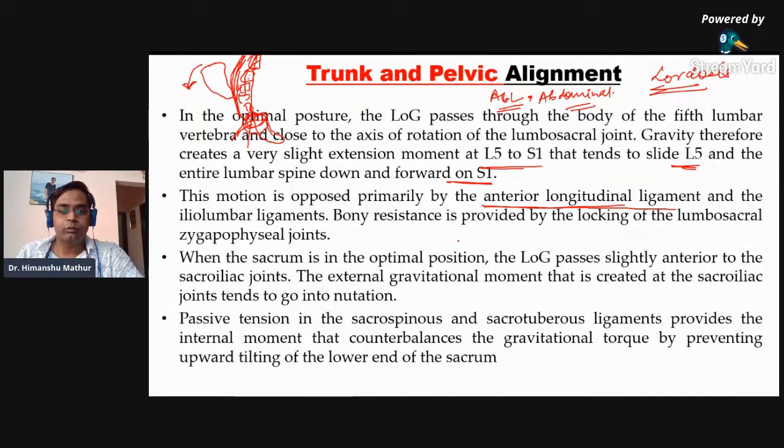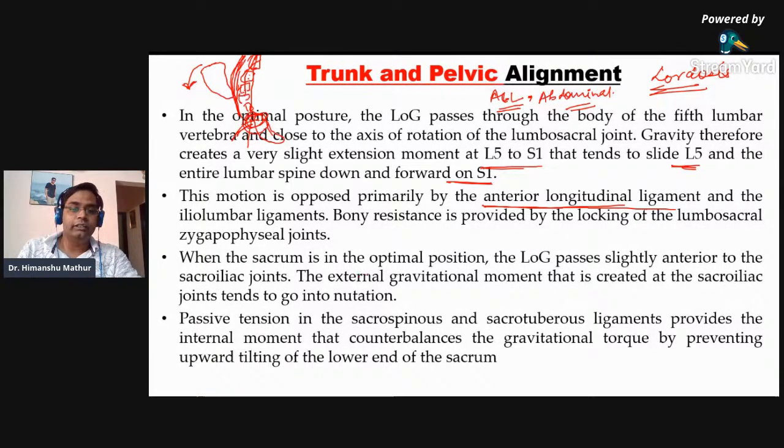Now, the bony resistance is provided by the locking of the lumbosacral zygapophyseal joint. I won't call it locking, but they are completely approximated, because if they have come into extension, they do not have any more space to move forward or to go more posterior, right? In that case, the more approximation of the zygapophyseal or facet joints causes this limitation of motion, or restriction of more lordosis.